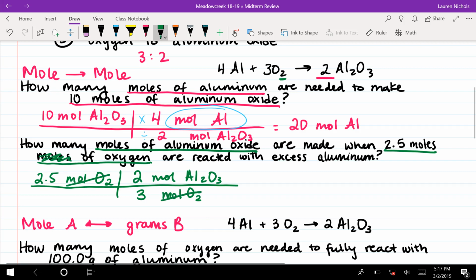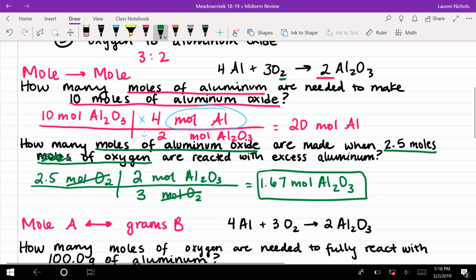This cancels out. 2.5 times 2 is 5, and then 5 divided by 3 is 1.67 moles of aluminum oxide. Okay, so that's pretty good there. So in a mole-to-mole question, you're only using your mole ratio.